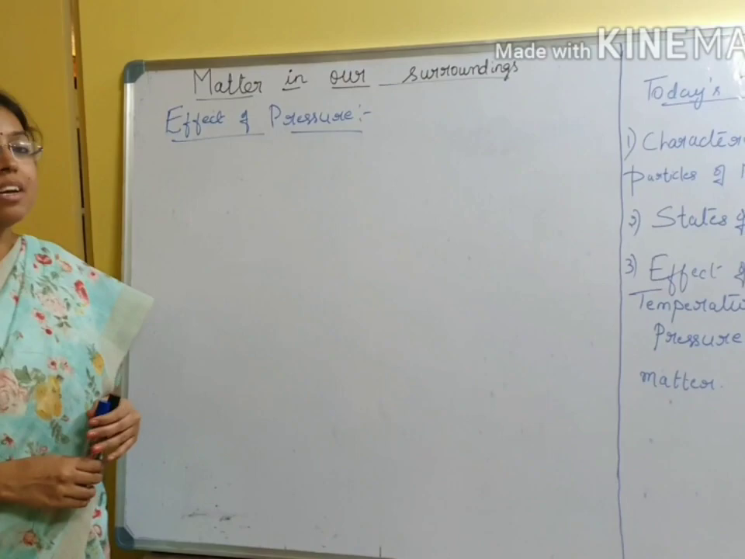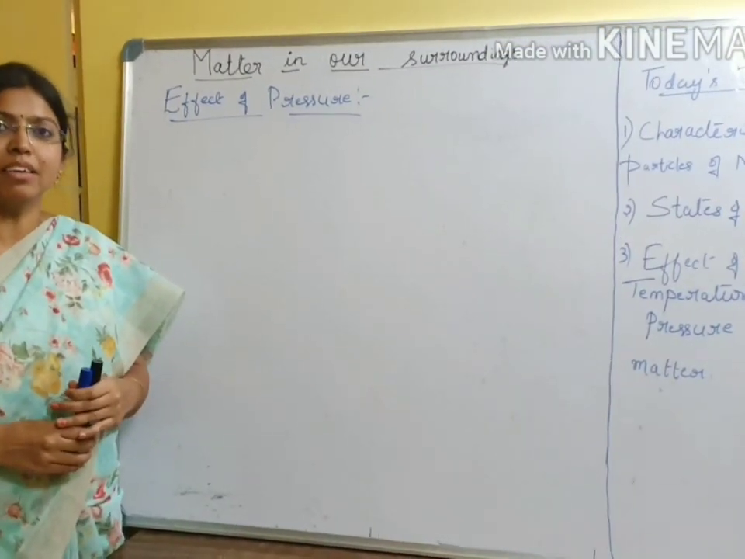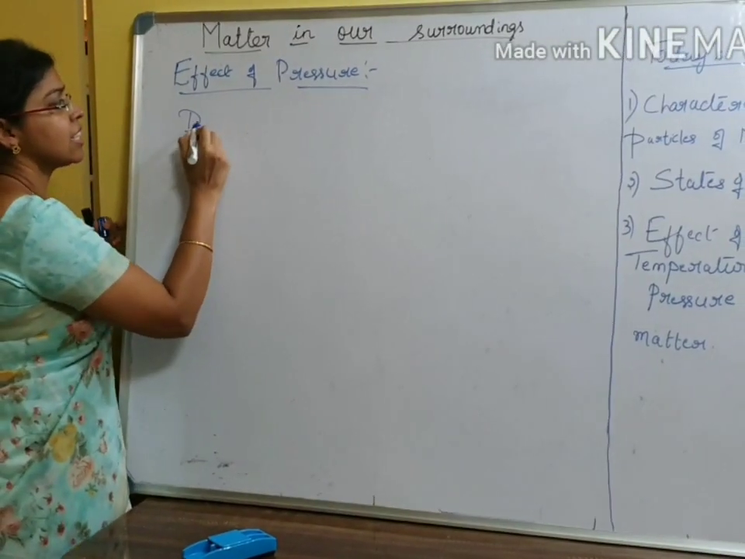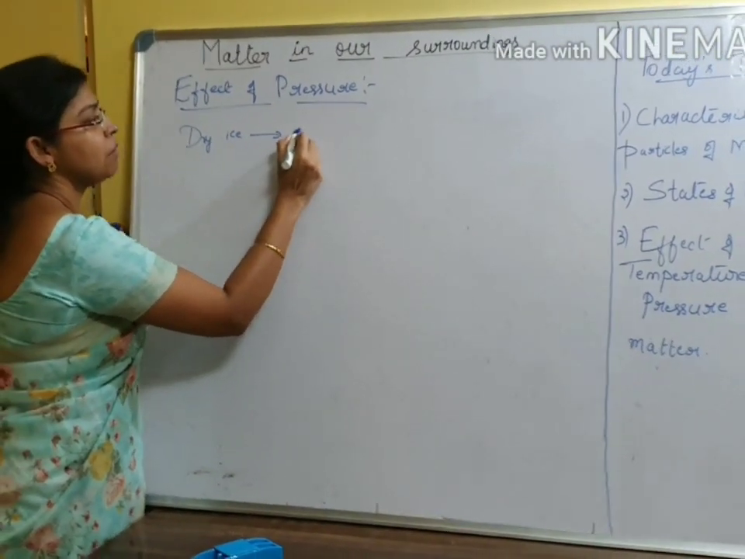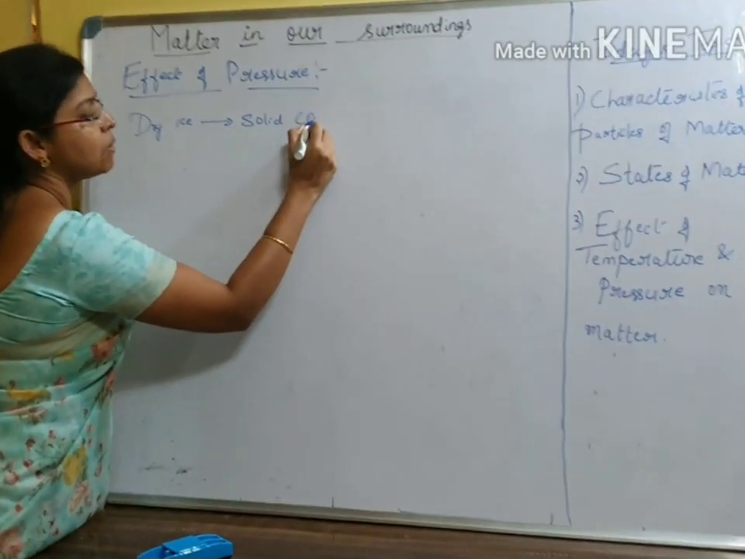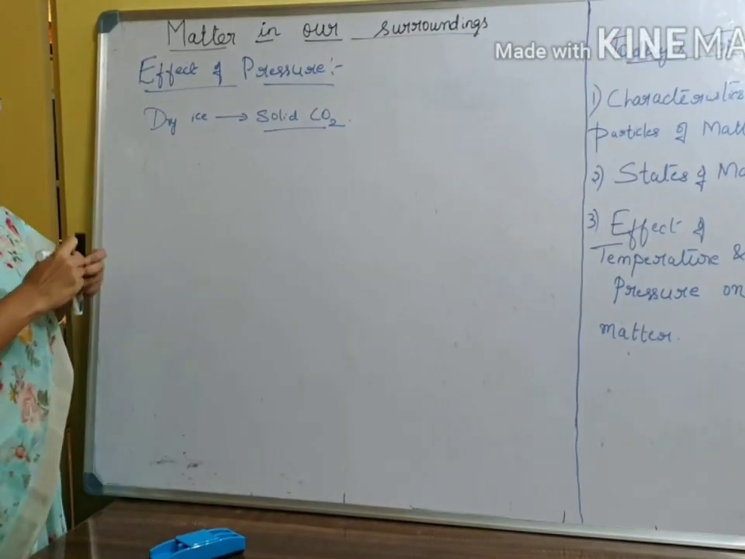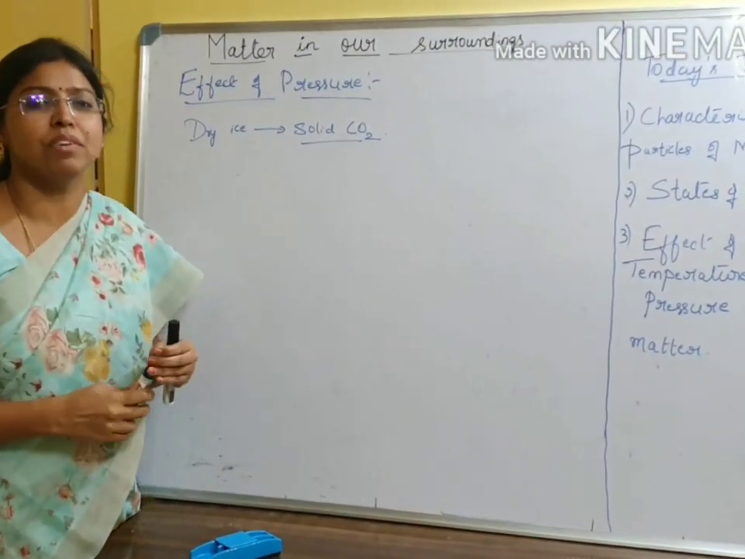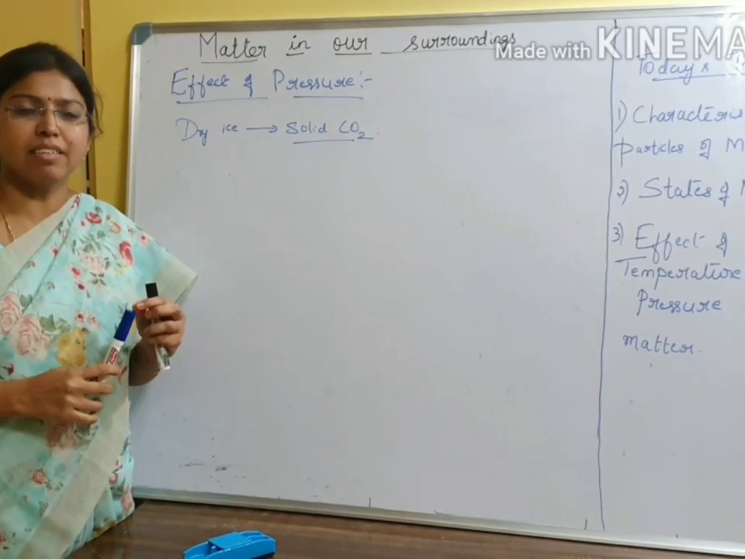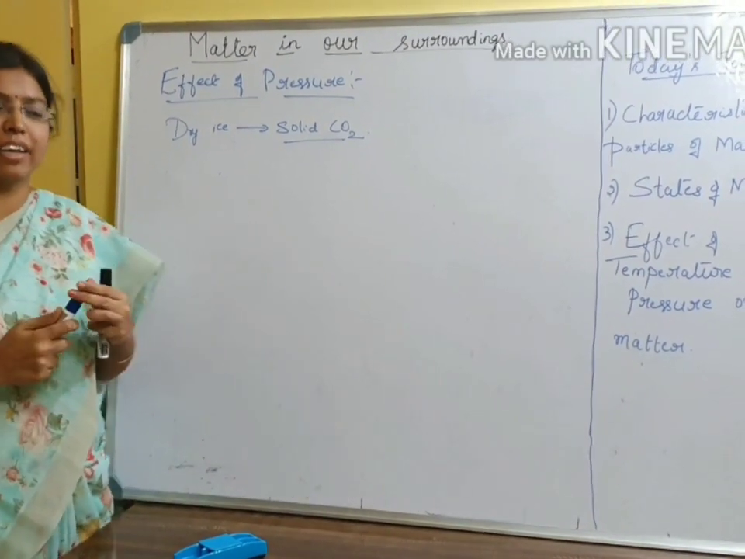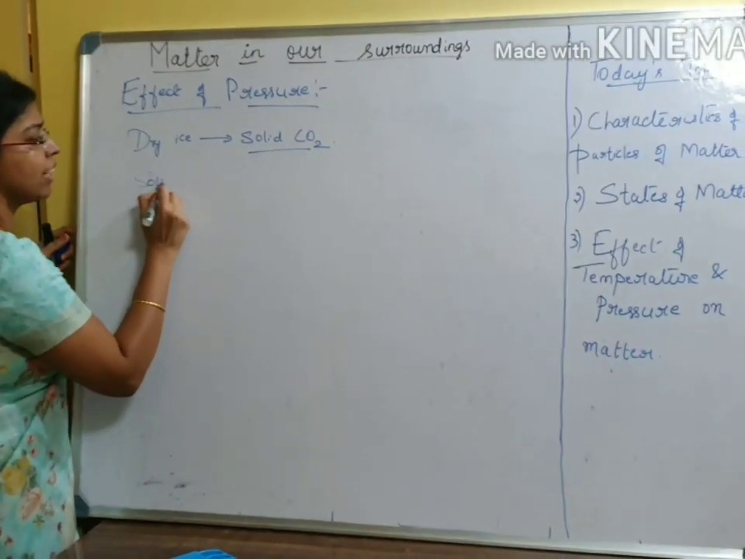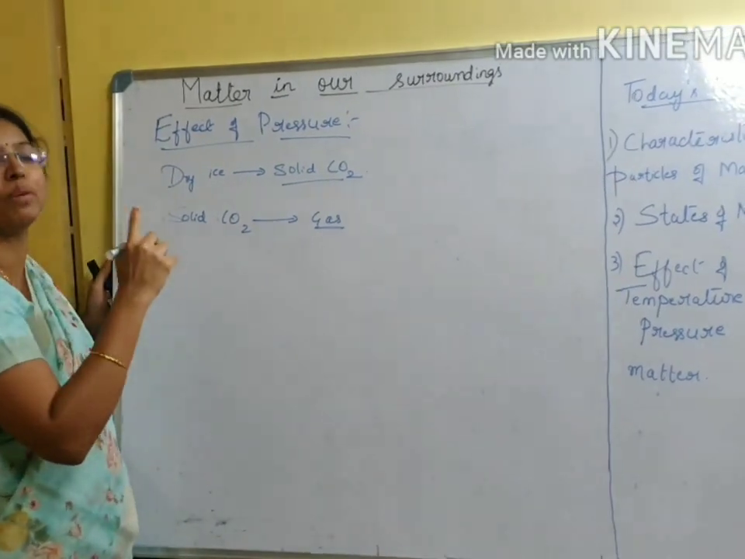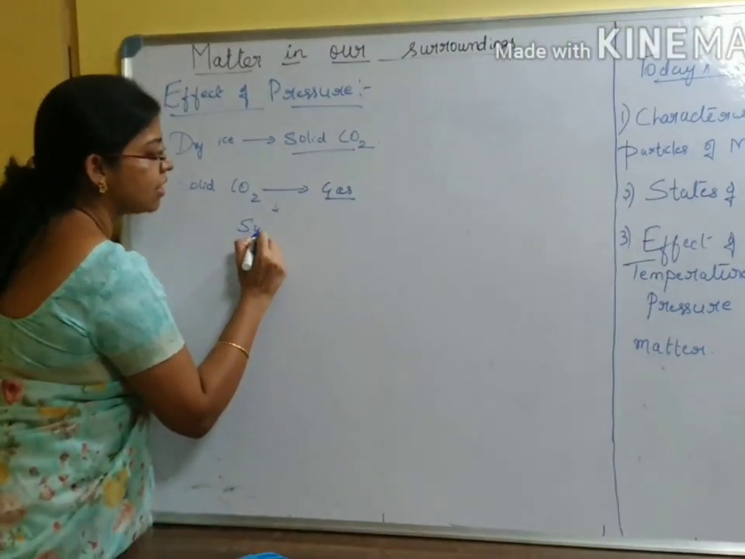Just like temperature, an increase or decrease of pressure on matter will also change its state. We will see an example, dry ice, which is nothing but solid carbon dioxide. How is solid carbon dioxide stored? It is stored at very high pressure, then only it is in the form of solid. Once the pressure is decreased, it gets converted to gas directly. Solid carbon dioxide gets converted to gas directly without going through the liquid state, and this is called sublimation.